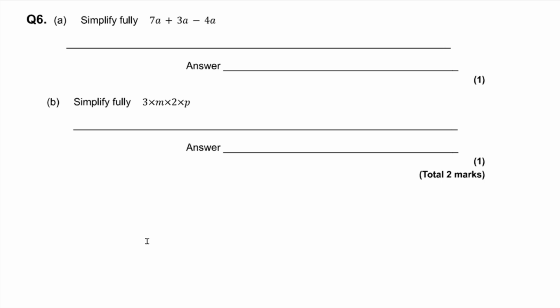Question 6a, simplify fully 7a plus 3a minus 4a. Now these are all like terms, aren't they? They're all the same, a. So just add the 7a and the 3a first. That gives me 10a, and then take the 4a away. That's going to give me 6a.